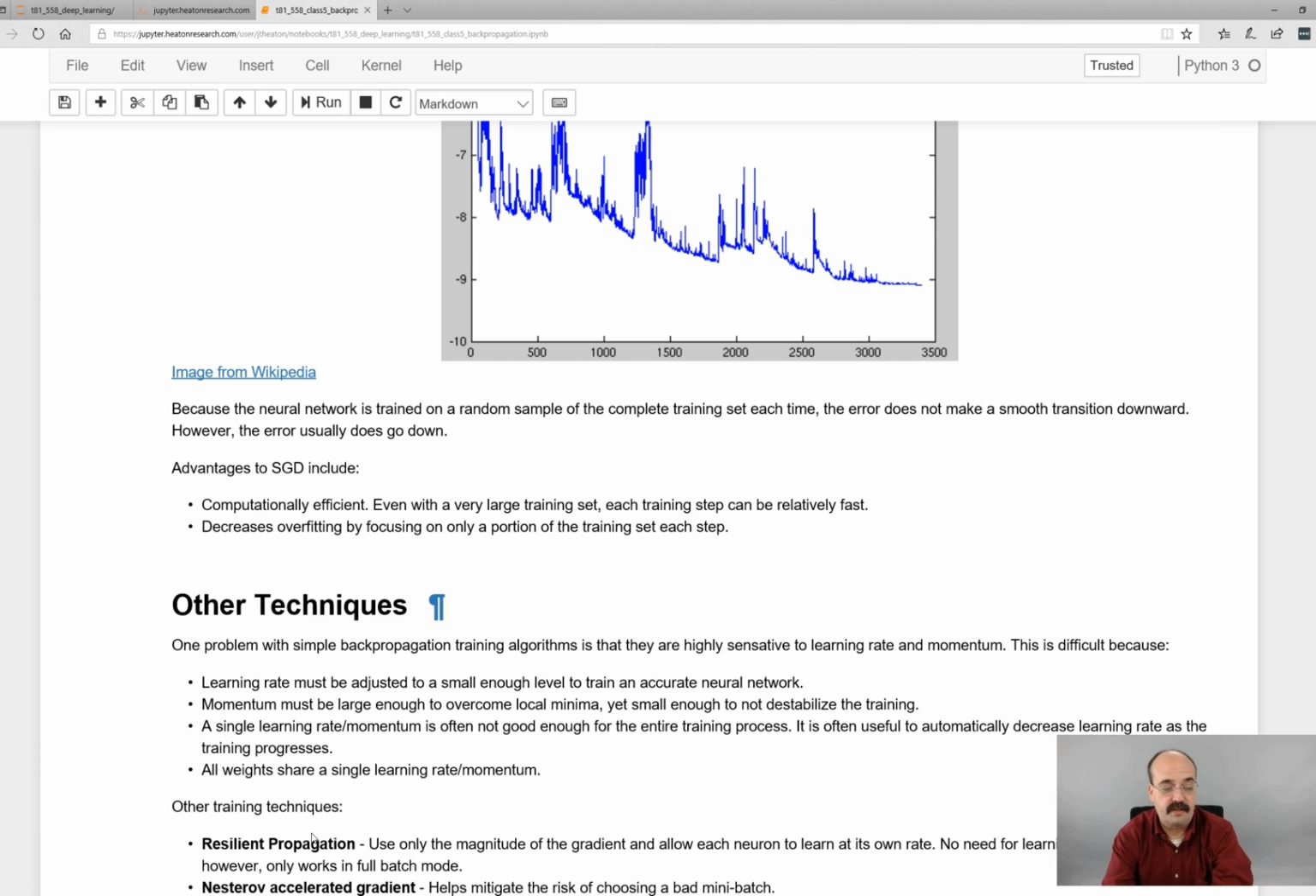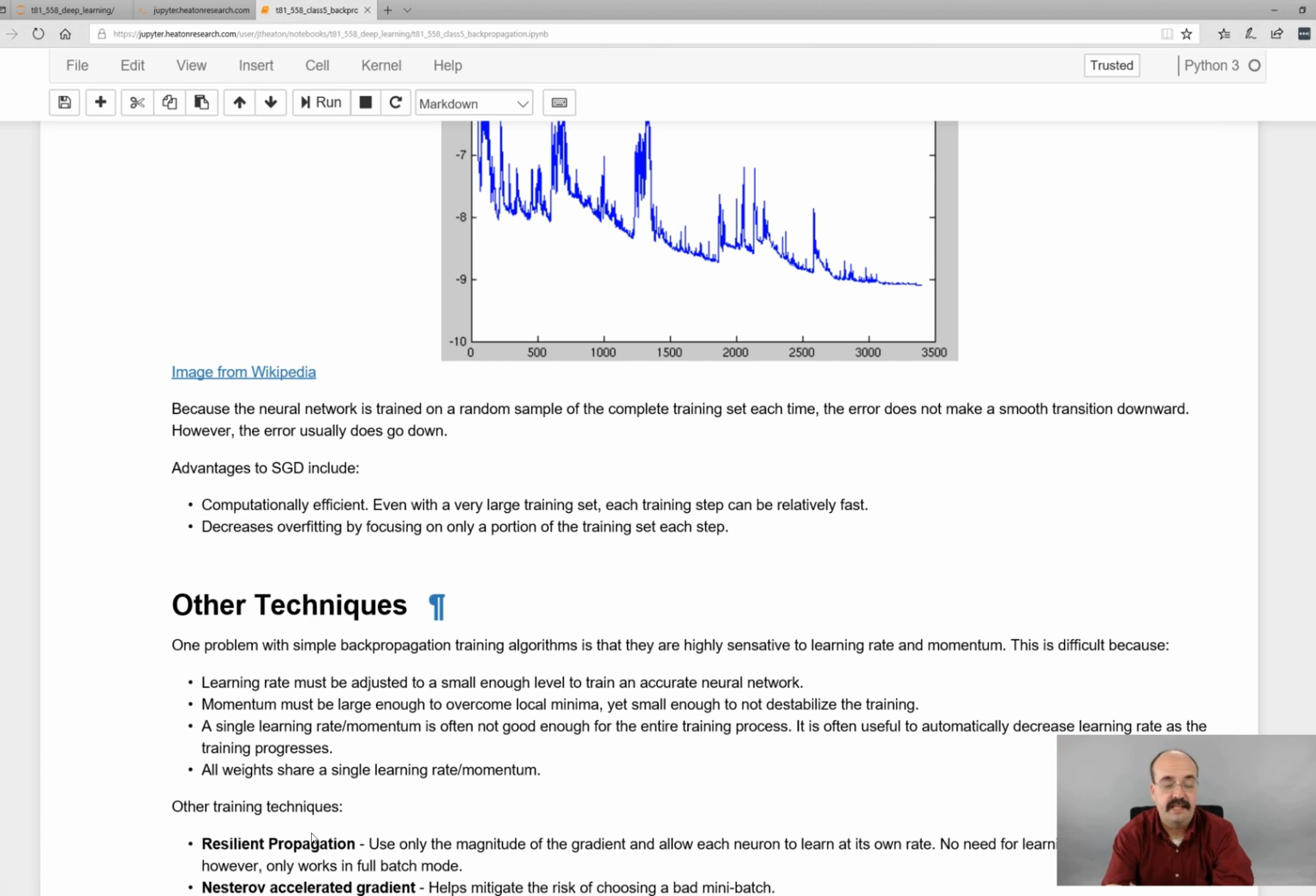The problem is the learning rate: if you set it too small, it's never going to accurately train your neural network. It's just not taking enough risk. If you make it too large, your neural network will be very, very erratic. And momentum, same thing. If you make it too large, things become erratic. If you make it too small, it's not really having an effect.